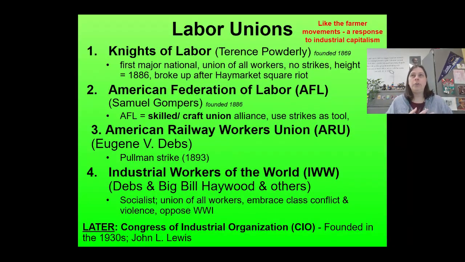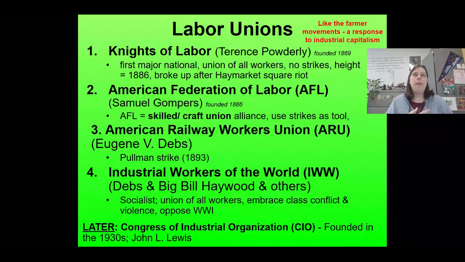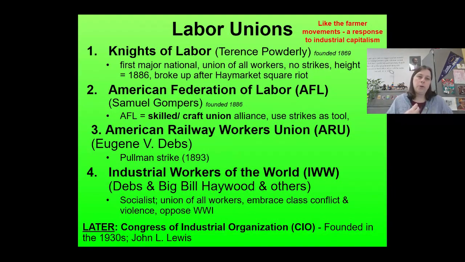The AFL is the first union to really figure out that if we organize skilled workers, then our threats of strikes, sort of work stoppage, are more effective. They have more leverage. So the AFL is more elitist, basically, than some of the other unions, and it's also going to be longer lasting. I could say it's more effective, but really none of the unions in the Gilded Age are effective in the sense of, and then things changed for the workers.